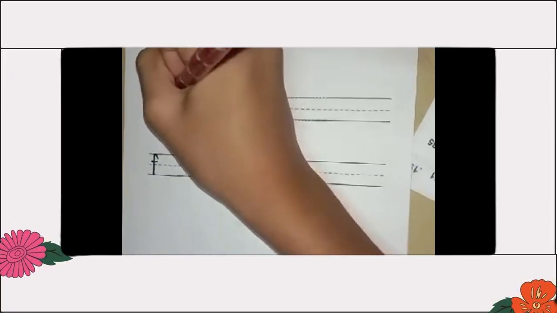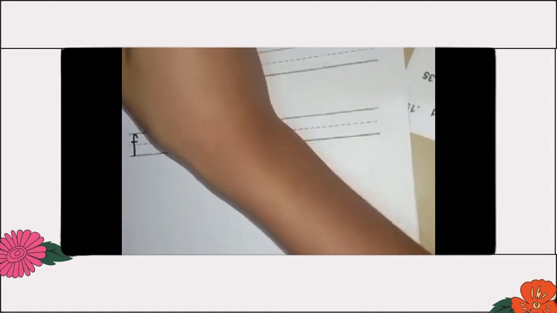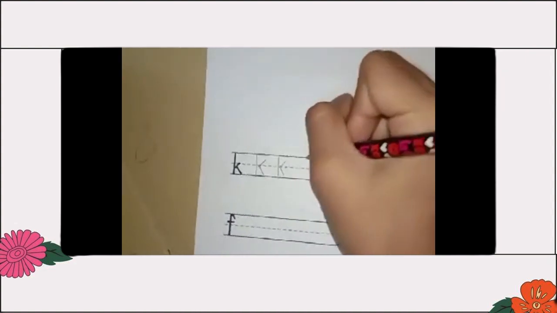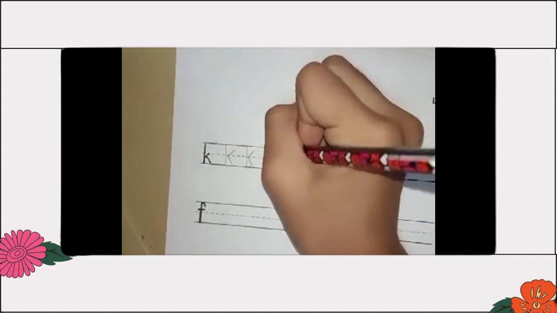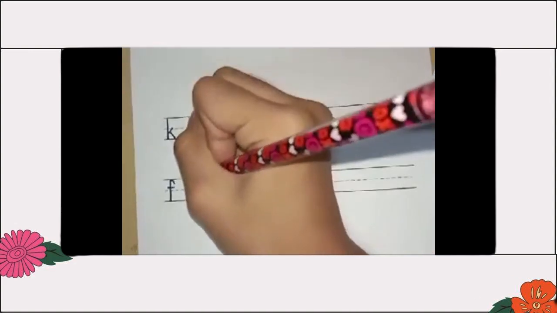Here's the first sound you're going to write. What sound? Okay. Make more k on that line. Good writing. Here's the next sound you're going to write. What sound? Okay. Make more on that line.